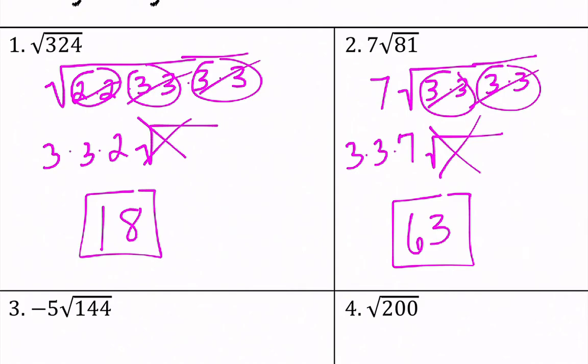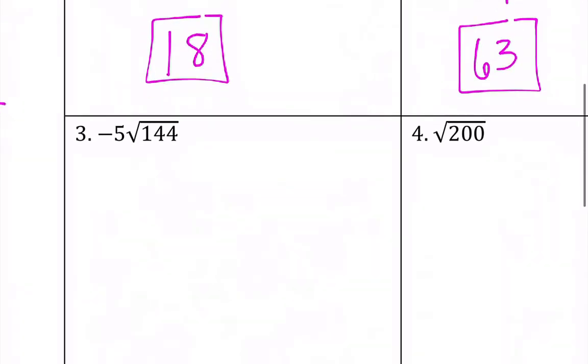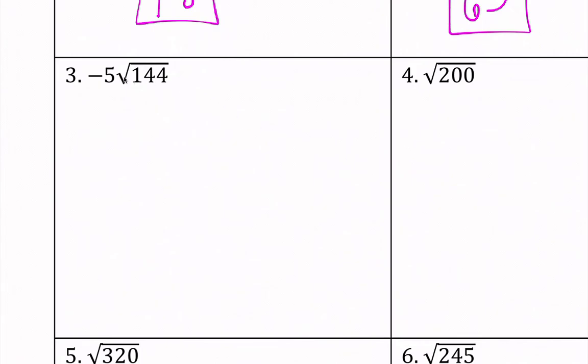So it makes it a lot easier if you already know your perfect squares. So like on number 3, I know the square root of 144 because I've been practicing my perfect squares. I know 144 is a perfect square, so out front I have a -5. I know the square root of 144 is 12 because 12 times 12 is 144. So if you know your perfect squares, sometimes it's faster for you. So -5 times 12 is -60.